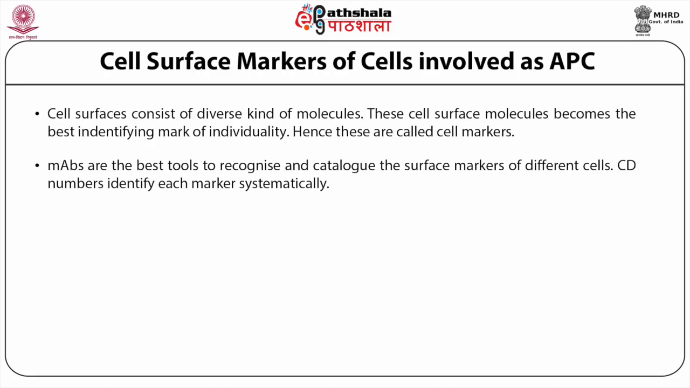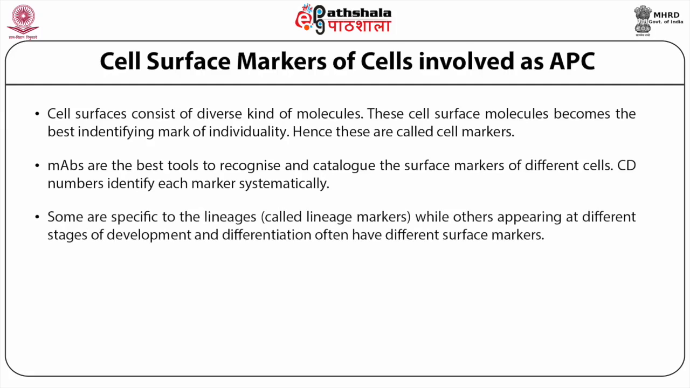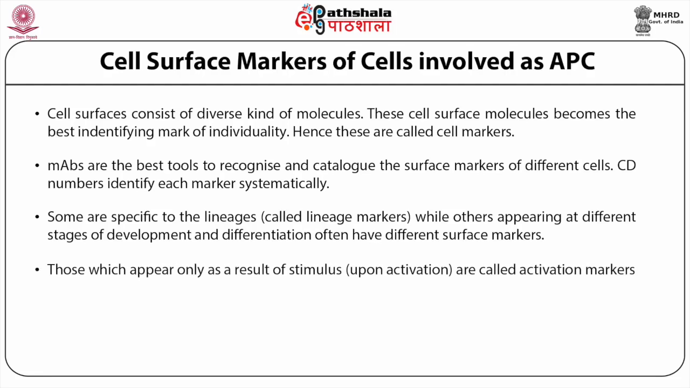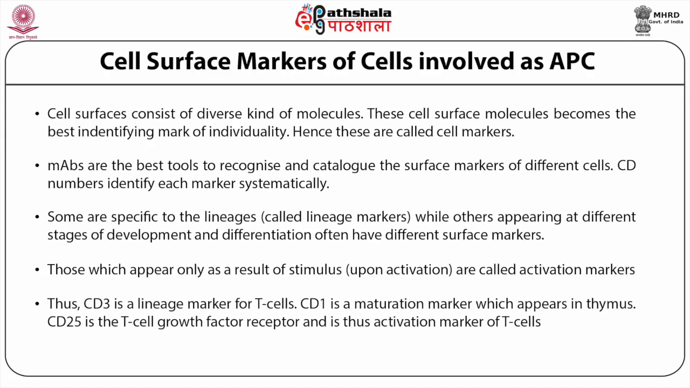As we have already seen, cells at different stages of development and differentiation often have different surface markers. Some are specific to the lineage, called lineage markers, while others appear at different stages of development and differentiation. Those which appear only as a result of stimulus upon activation are called activation markers. Thus, CD3 is a lineage marker for T cells, CD1 is a maturation marker which appears in thymus, CD25 is the T cell growth factor receptor and is thus an activation marker of T cells.